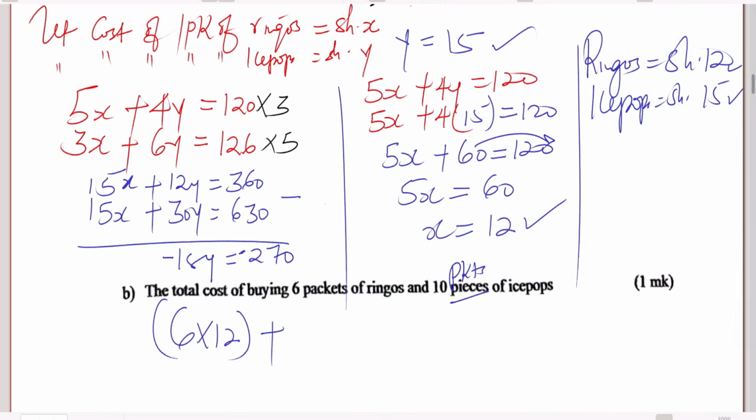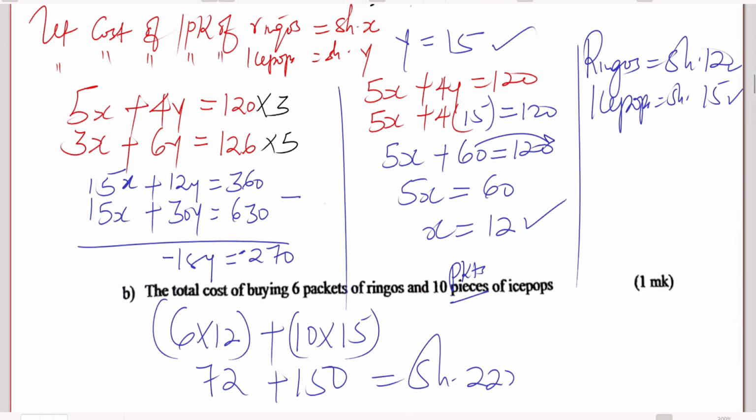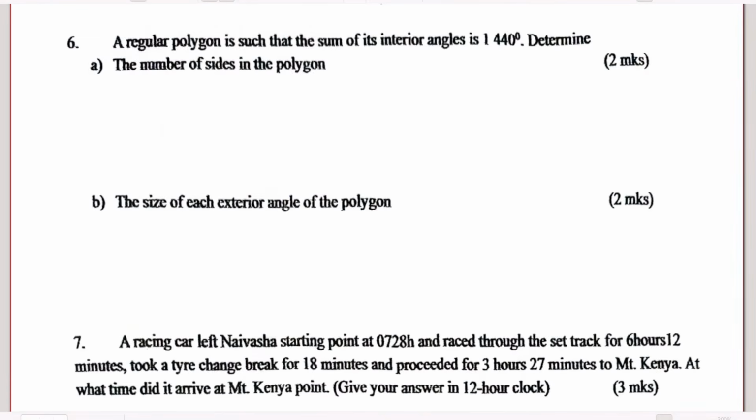Then 10 packets of ice pops. One packet of ice pop is 15 shillings. So 10 packets will be 10 times 15, like that. So this will give 72 plus 150. You'll get 222 shillings. Question 6. A regular polygon is such that the sum of its interior angles is 1440 degrees.